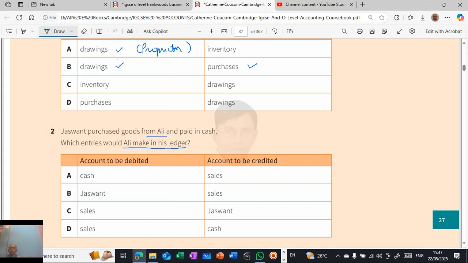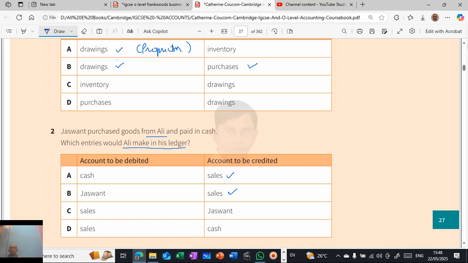Okay. So just one purchase goods from Ali and paid in cash. Which entries would Ali make in his ledger? So now Ali, what transaction is this for Ali? For Ali, it is a sale. So either this or this. It is a sale. It is not a purchase.